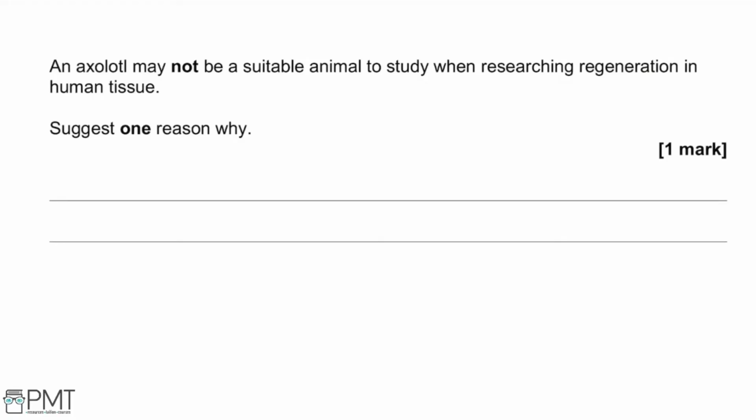An axolotl may not be a suitable animal to study when researching regeneration in human tissue. Suggest one reason why. So the first thing that might come to mind here is that the axolotl is a kind of amphibian creature, it's not a mammal like we are.